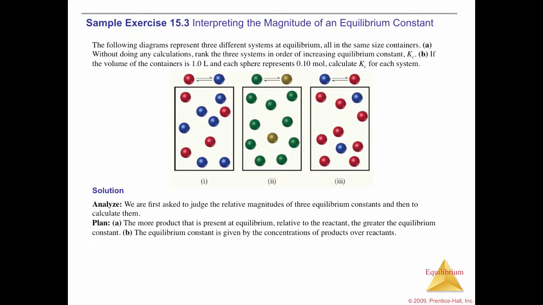Okay, so the more product that's present at equilibrium relative to the reactant, the greater the equilibrium constant. In other words, if our equilibrium constant is products divided by reactants, if our numerator is a bigger value, then our K sub C value is going to be larger as well. The equilibrium constant is given by the concentration of products over reactants.